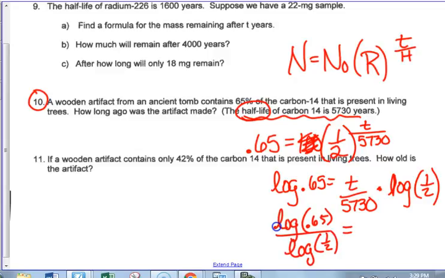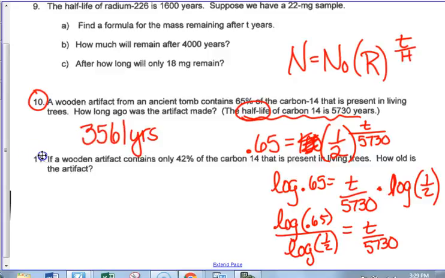I usually divide the log first. You could do it in a different order. And then multiply by the 5730. I think it's old. Is it old, guys? It's pretty old. You can say ancient. 3561, someone got? Yep.